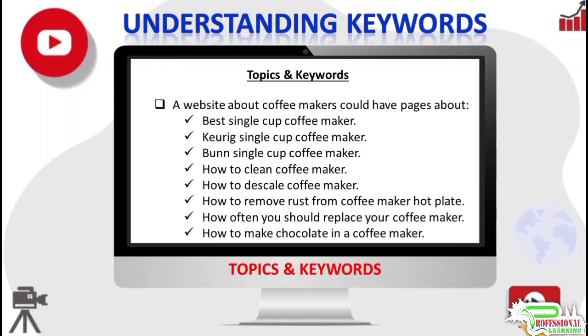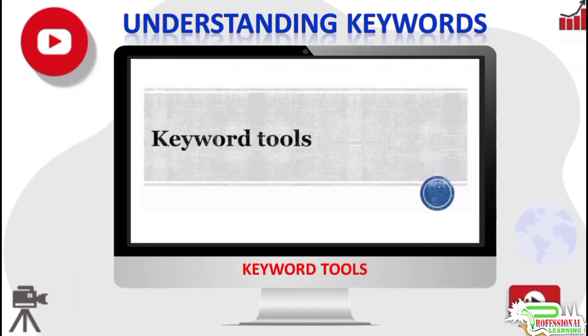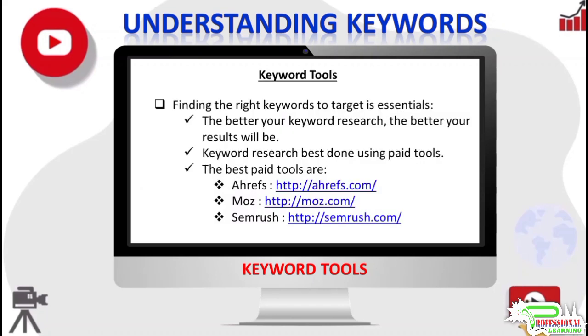Possibly the single most important step in building a website is finding keywords to target. The better your keyword research, the better your result will be. And keyword research is best done using tools. There are free tools like Google Suggest and Google Keyword Planner, but these do not let you do the heavy lifting that is sometimes required.